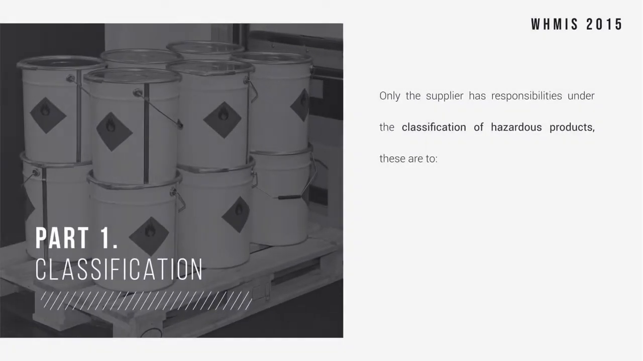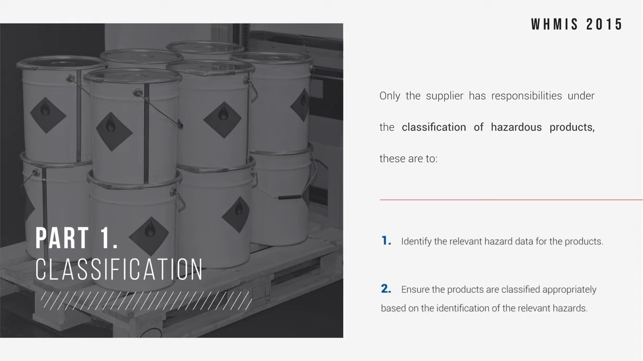Under Part 1 Classification, only the supplier has responsibilities here. Under the classification of hazardous products, the supplier responsibilities are to identify the relevant hazard data for the products and to ensure the products are classified appropriately.